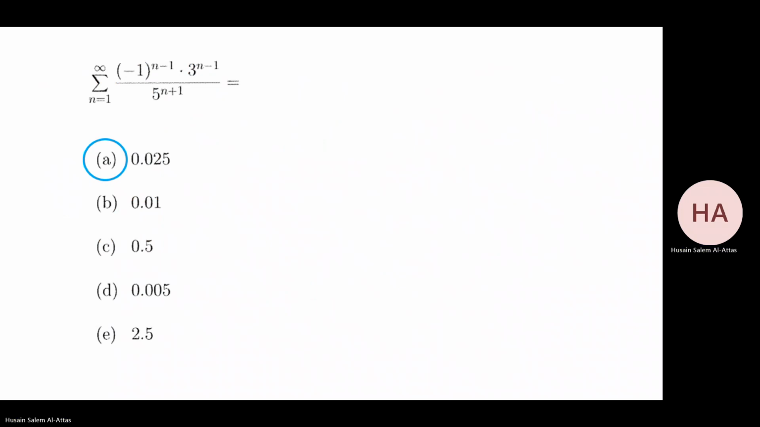Yeah, this one. And let me do the calculation. The sum from n equals 1 to infinity of (-1)^(n-1) times 3^(n-1) over 5 squared times 5^(n-1).